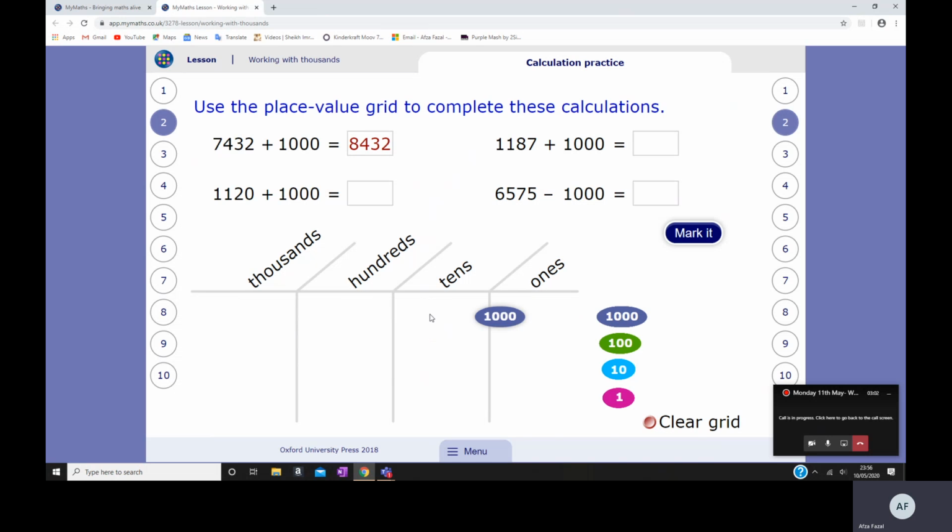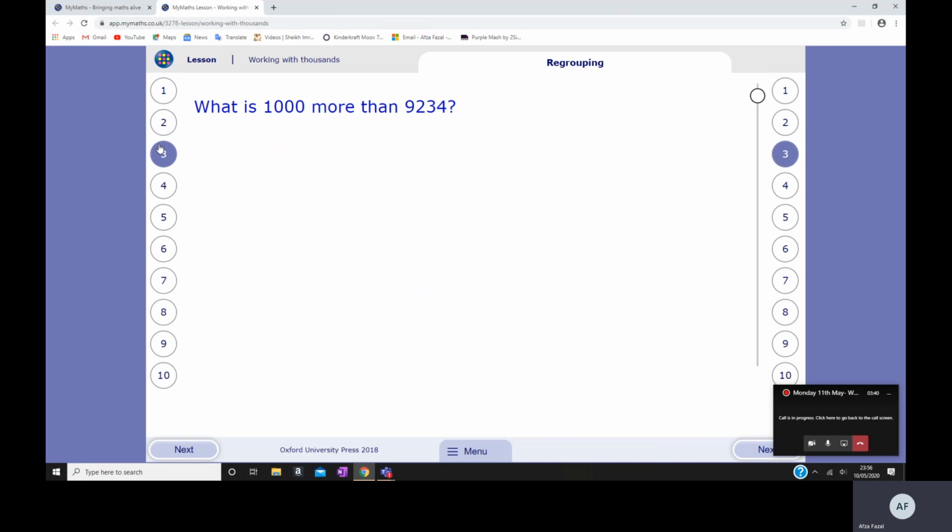Right, let's have got this one. So we've got 1000. We've got 1000. So next one I've got 1100 and 20. So this time I'm going to add 1000. It becomes 2120. Each time just the thousands place value column changes.